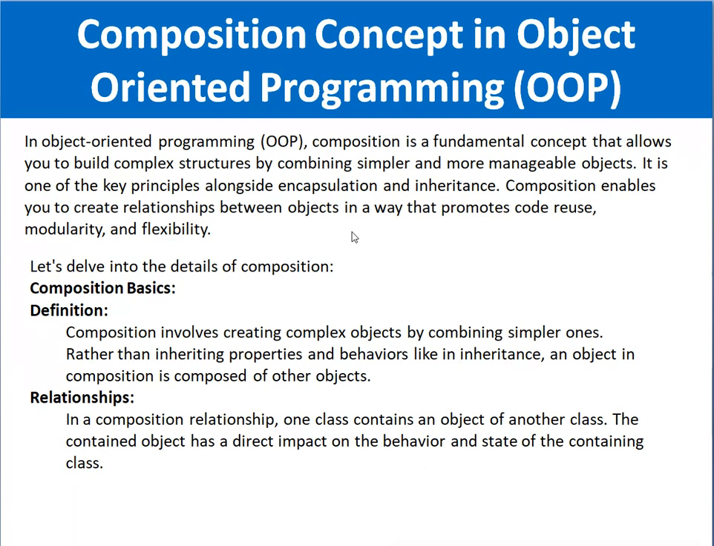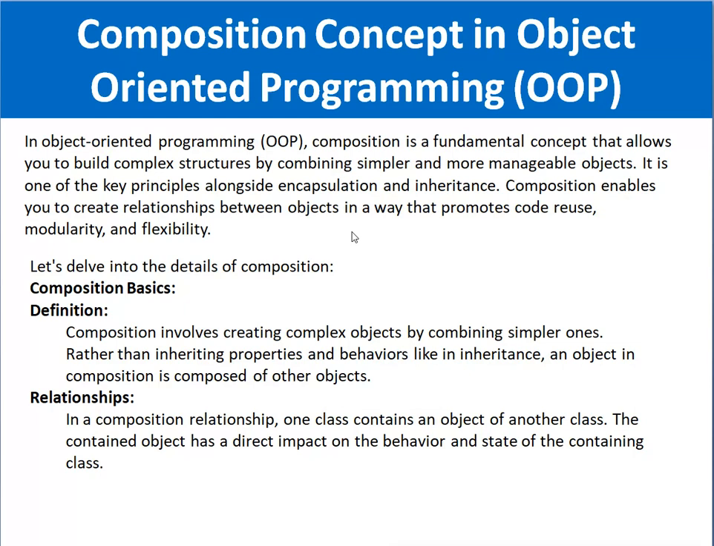Now what is an object? An object is basically the instance of a class. It is one of the key principles alongside encapsulation and inheritance. Composition enables you to create relationships between objects in a way that promotes code reuse, modularity, and flexibility. In simple words, friends, composition means that you can use the classes without using the concept of inheritance.